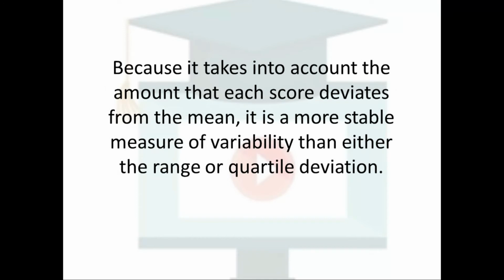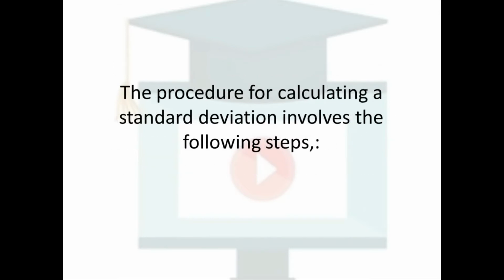Because it takes into account the amount that each score deviates from the mean, it is a more stable measure of variability than either the range or quartile deviation. The procedure for calculating a standard deviation involves the following steps.